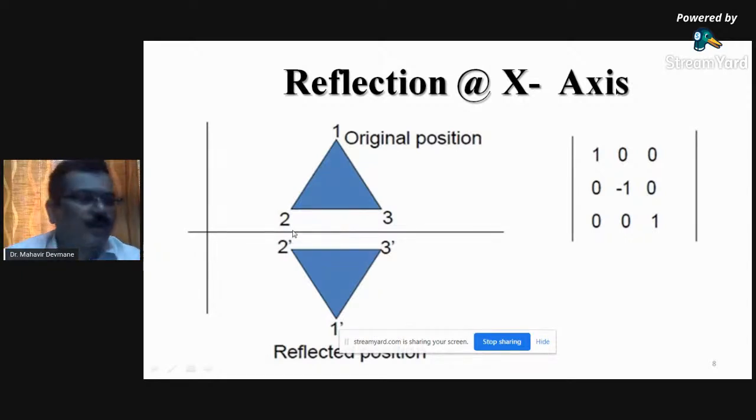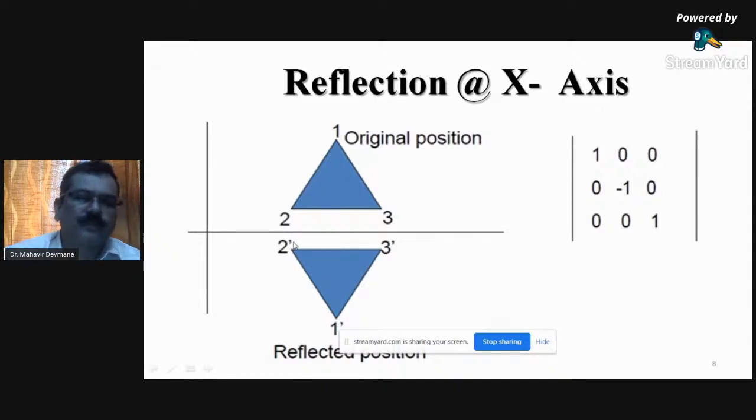Now tell me about the y values. See, for this vertex 2, for example, say the y value is 10, then what will the y value be for 2 dash? The y value for 2 dash will be minus 10, because it is at the negative y side. The above portion y value is positive, and at the bottom side, below the origin, the y value will be negative. So if the y value for 2 is 10, then the y value for 2 dash will be minus 10.